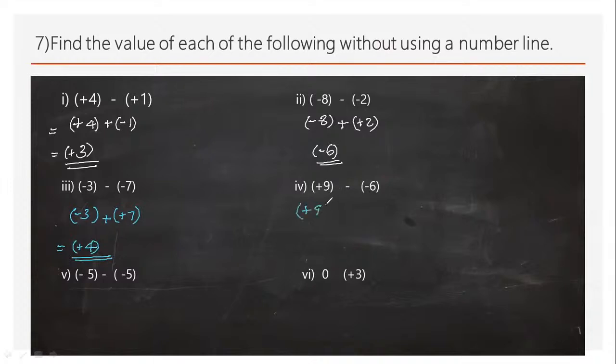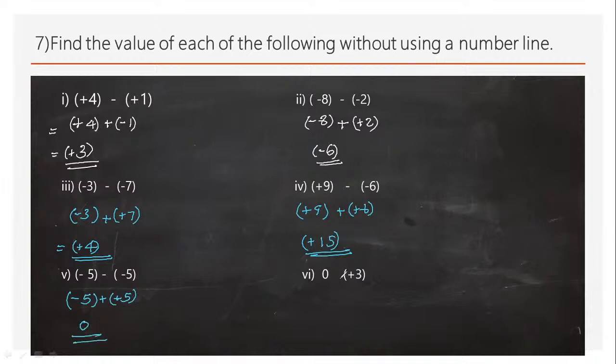Plus 9 plus the additive inverse, plus 6. Now you have to add these two. That is, the same signs, we have to add here. Then add, that is 15. Positive 15 is the answer here. And now minus 5. Write with a positive sign, and the additive inverse of minus 5 is plus 5. Then you have to subtract 5, subtract 5, 0.